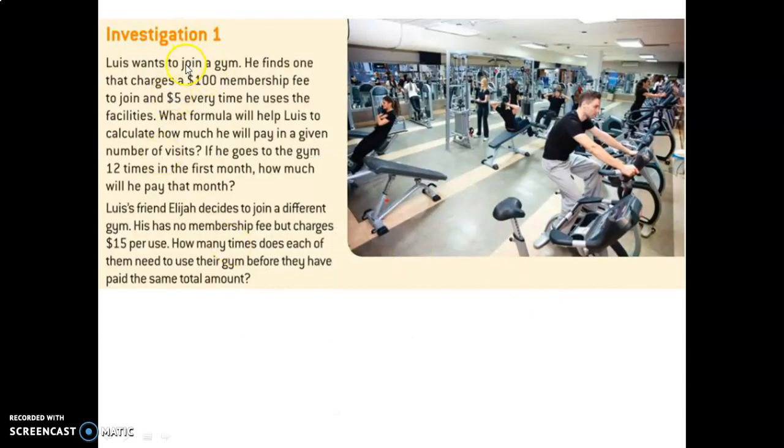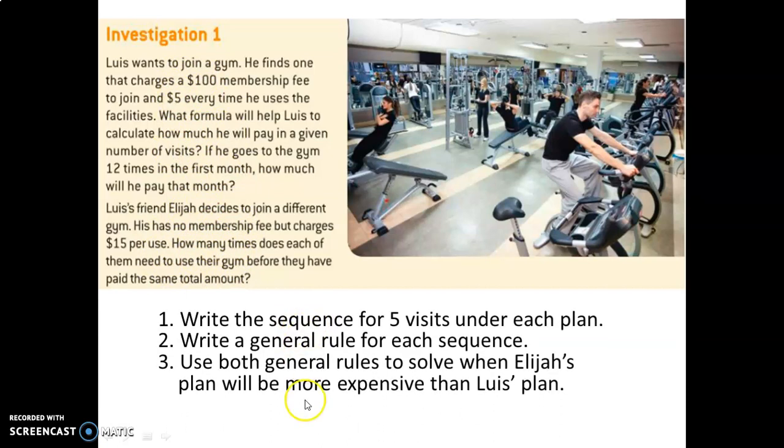So there are 2 gym plans. Please read about Lewis's plan and then Elijah's plan here. And our goal is to do these 3 things. There's a few more things asked for here, but let's start with these 3 questions. Write the sequence for 5 visits under each plan, then write a general rule for each sequence, and then figure out when Elijah's plan will become more expensive than Lewis's plan, because Elijah's begins cheaper because he doesn't pay the 100.